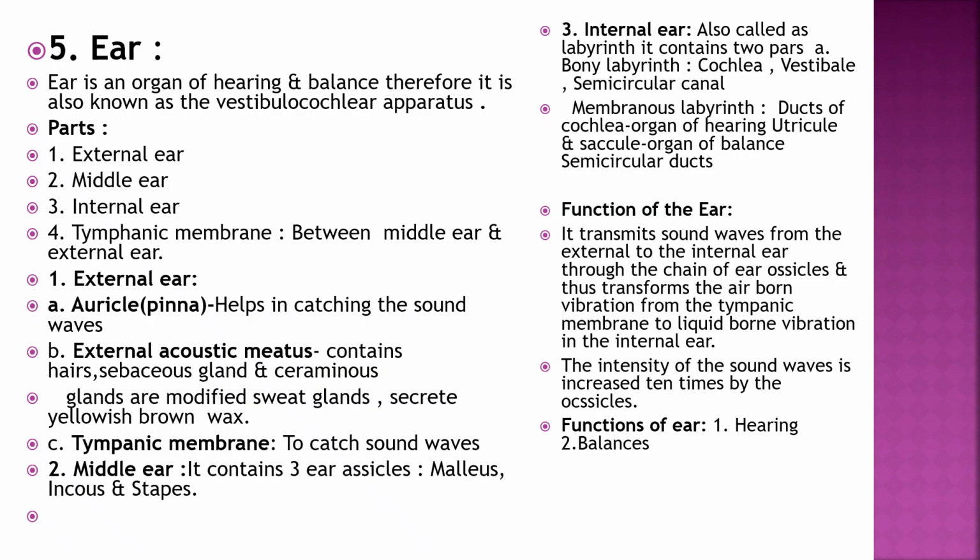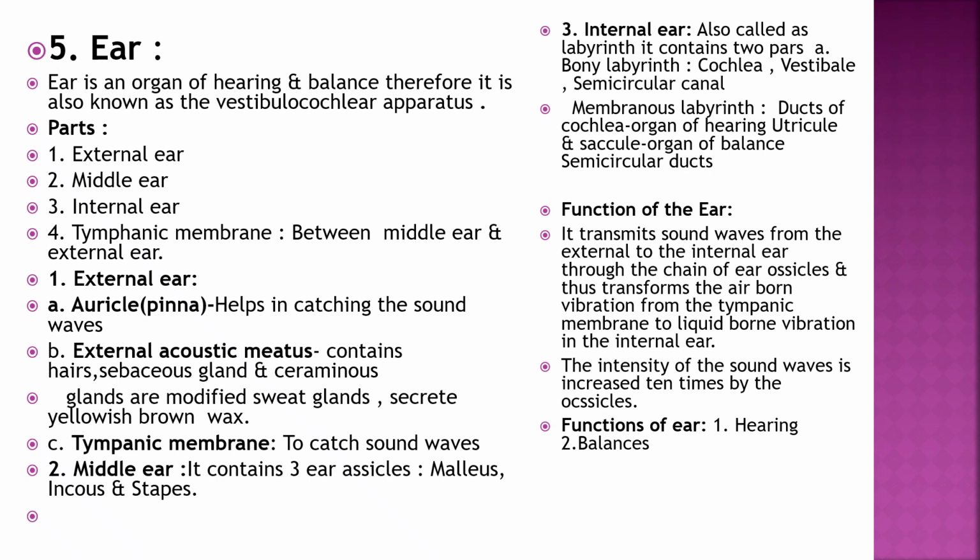The middle ear contains 3 ossicles, like bones. They are the malleus, incus and stapes. The internal ear contains the labyrinth, that is the bony labyrinth and membranous labyrinth, and then the utricle, saccule and semicircular ducts. The function of the ear is mainly hearing and balance.